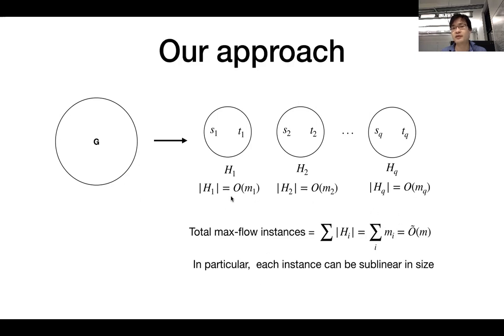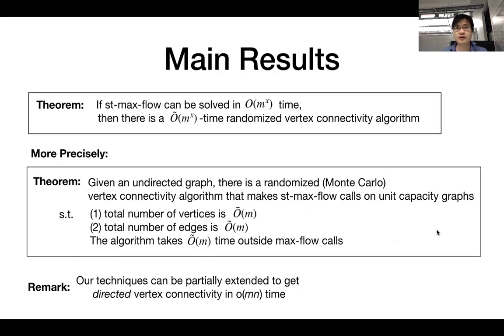So here is what we do. We just focus on generating many instances of max flow in such a way that the total size of the instances is near linear. In particular, some instances can be very small. So that will conclude this part. Then let me say the main result more precisely.